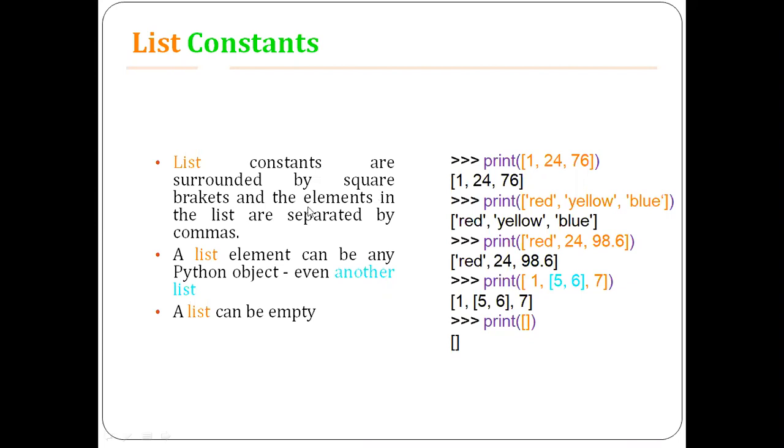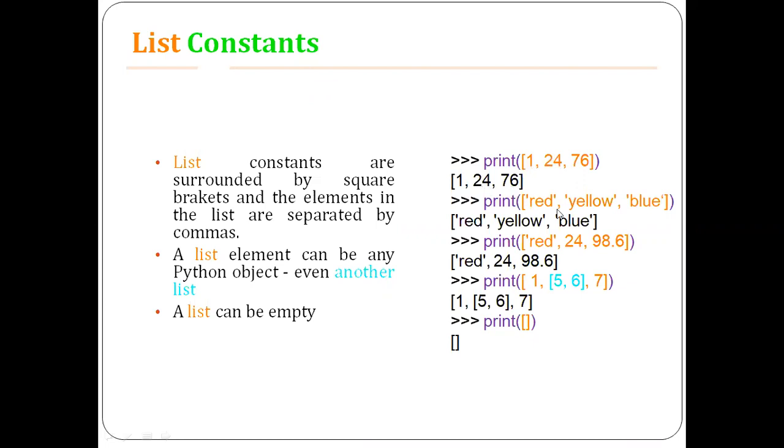So look at this one. List constants are surrounded by square brackets, and the elements in the list are separated by commas as well. Look at this one. The first example shows what we mean by a list, right? I am printing a list here, that is 1, a comma, 24, then a comma, and 76, and all these three elements are enclosed within square brackets. They are all called one list here. When you print it, it will print the elements along with the brackets, right? Bracket, then element 1, element 2, and element 3.